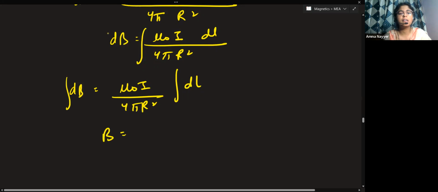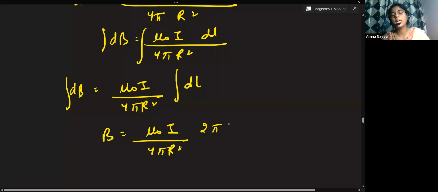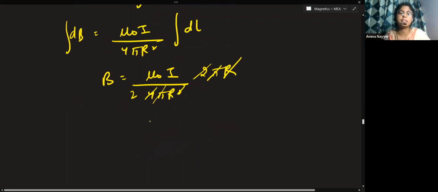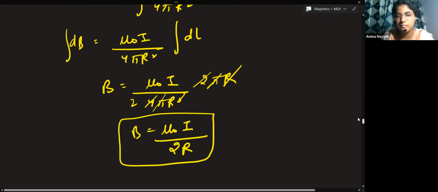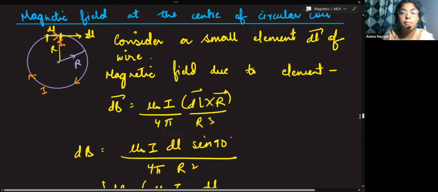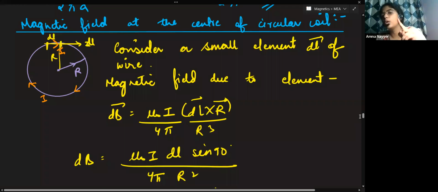So B, this is integration, no? B will be mu naught I by 4 pi R square. dl will be 2 pi R. One R gets cancelled, pi gets cancelled, 2 becomes 2. So the magnetic field for a circular wire is given by mu naught I divided by 2R. Note down this derivation. Then the semicircular one is very easy. But remember, pi doesn't come in the formula of a circle.